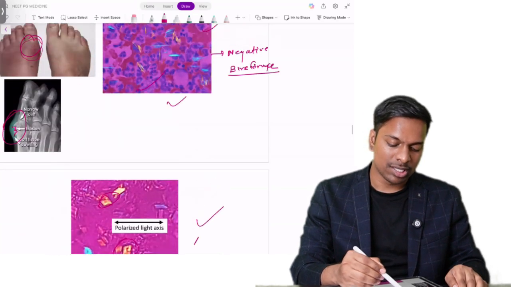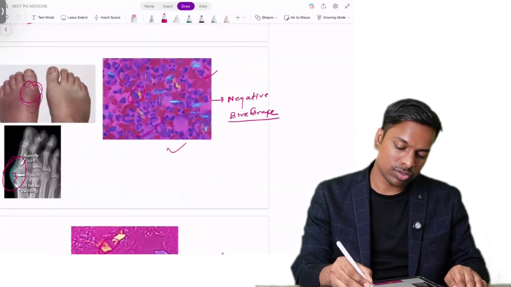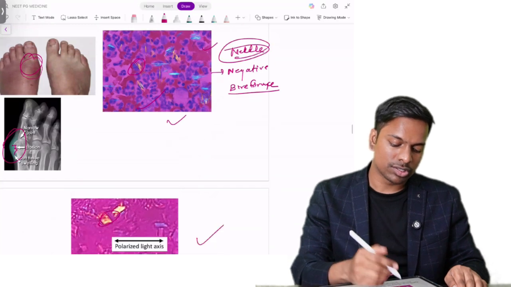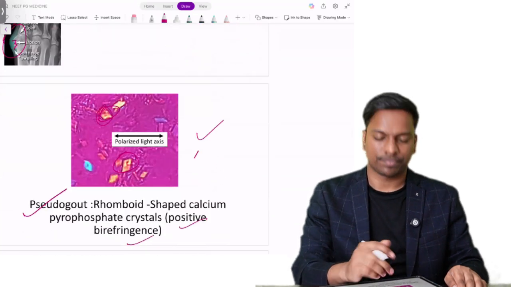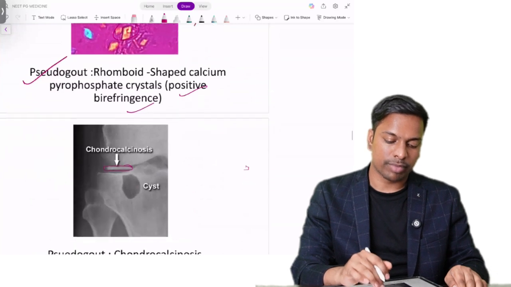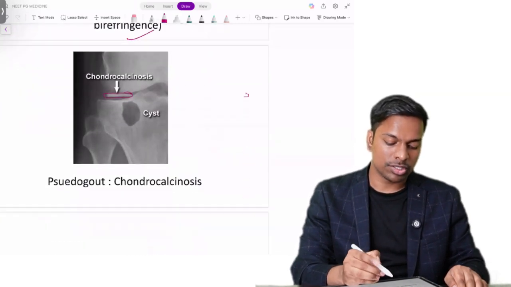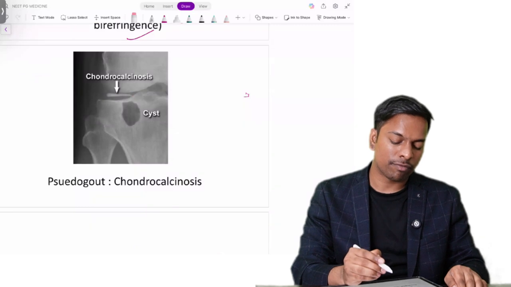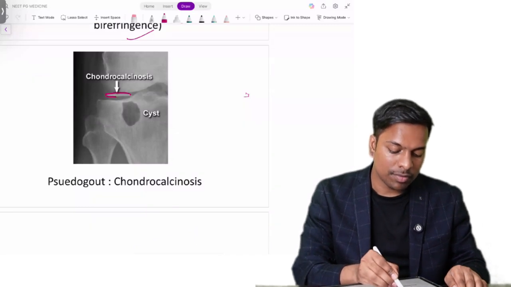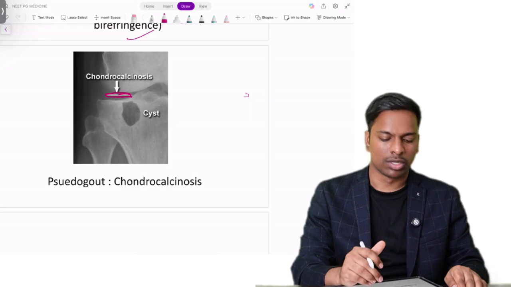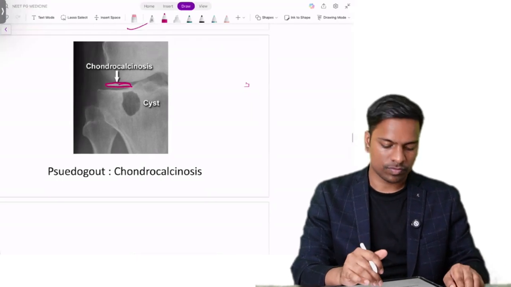Here you can see this is a needle shape. Needle shape is also important. And here you can see these are rhomboid in character. Birefringence is of two types, right? Apart from that, in pseudogout, you can get this type of finding over here. This is called chondrocalcinosis, one of the findings for pseudogout that we should know.